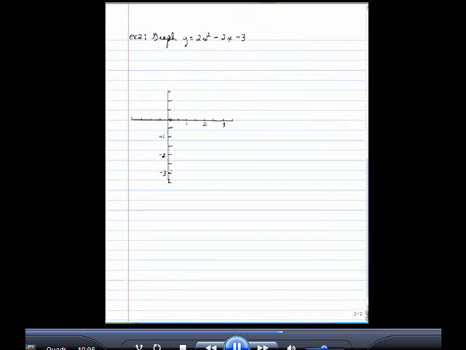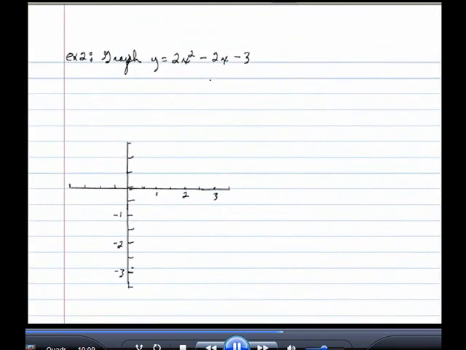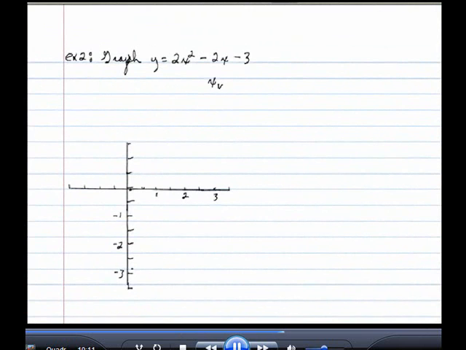The first thing we'd like to do is identify the vertex, and we know from the general form that the x of the vertex is given by negative b over 2a. Now b is the number that multiplies the x term. Since negative 2 is multiplying the x, this is going to be negative 2 over, and then a is multiplying the x squared term. So 2 is multiplying the x squared term, so this is going to be 2 times 2. So this is going to be 2 over 4, or 1/2.